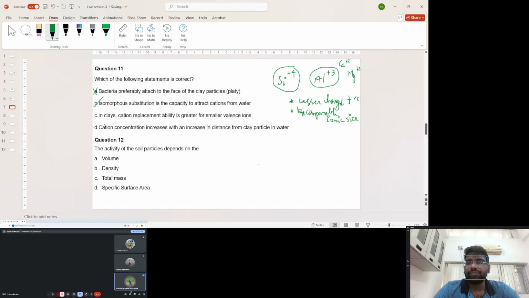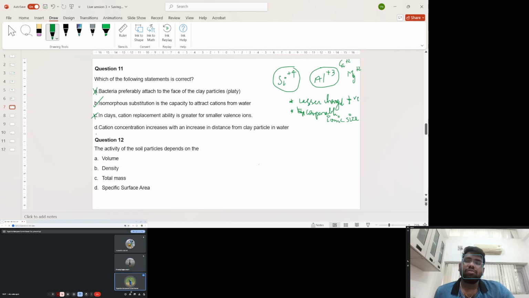This is right. So the third option, in place cation replacement ability is greater for smaller valence ions, is not true, because the more the substitution, the lesser the valency, and the lesser the replacement ability. Hence this is not right. So the cation replacement ability will be directly proportional to the valency. The more the valency, the more the cation replacement ability.